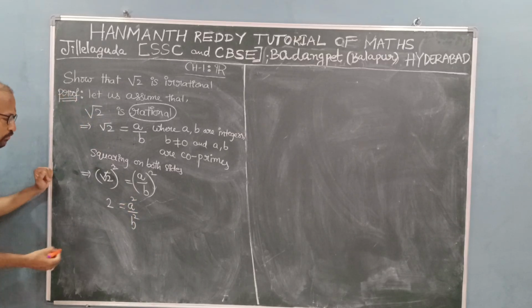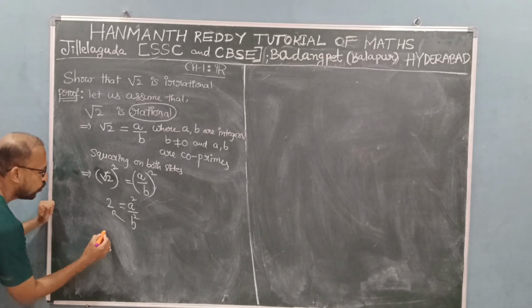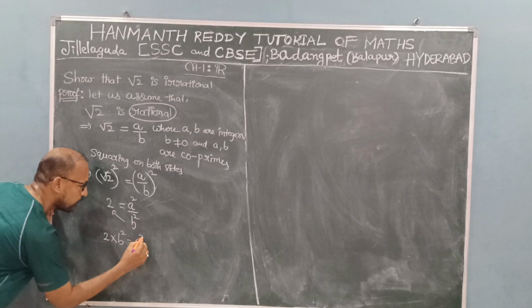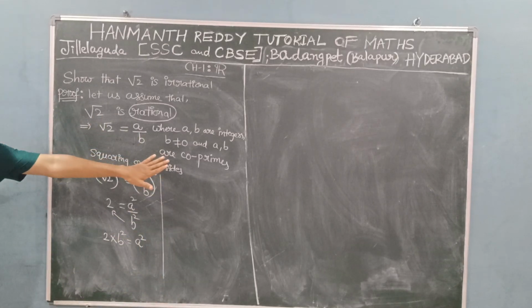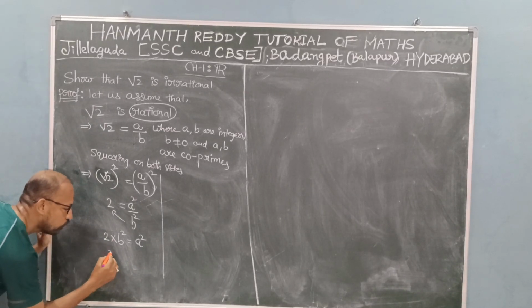So that implies shift b square, meaning transposing: 2 into b square is equal to a square. Now let me prove here only. I want it, but the place will not be sufficient, right? So can I write a square is equal to 2 into b square?